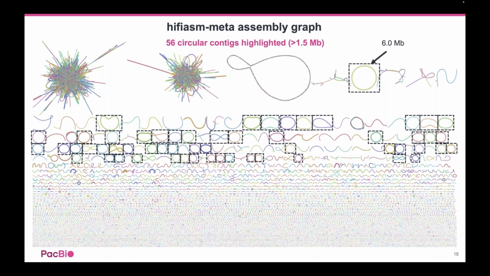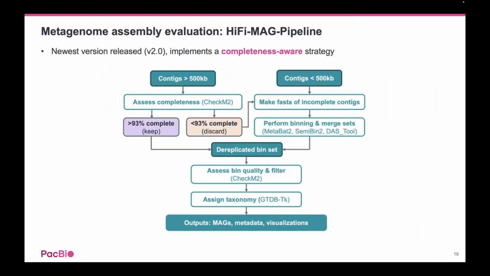But you'll also see that there are plenty of linear contigs here. And this again is the reason why we would want to use binning approaches so that we can identify and extract these additional high quality MAGs from this contig set. And so to do that, we need tools for post-processing. And over the last year and a half or so, I've been continuously working on the HiFi-MAG-Pipeline. And so this is a post-processing pipeline that takes assembled contigs and outputs the high quality MAGs.